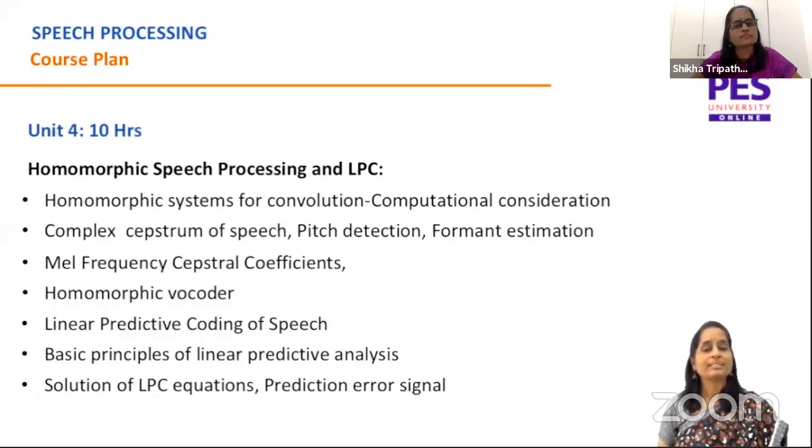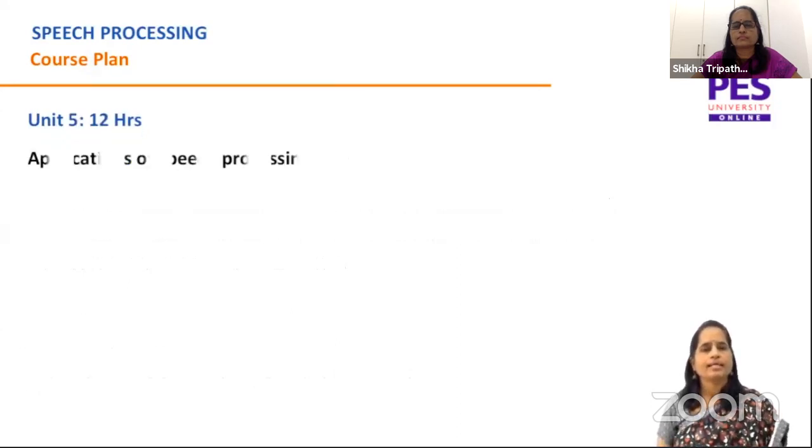We'll talk about linear predictive coding of speech, a very, very important parameter which is used in many applications of speech processing. So we will give a lot of time, or a little detailed discussion, on linear predictive coding. What are LPCs? What are LPC coefficients? What is the kind of information that we derive when we get LP coefficients? And then we'll talk about basic principles of LP analysis and solution of LPC equations and talk about prediction error signal. That is the fourth unit.